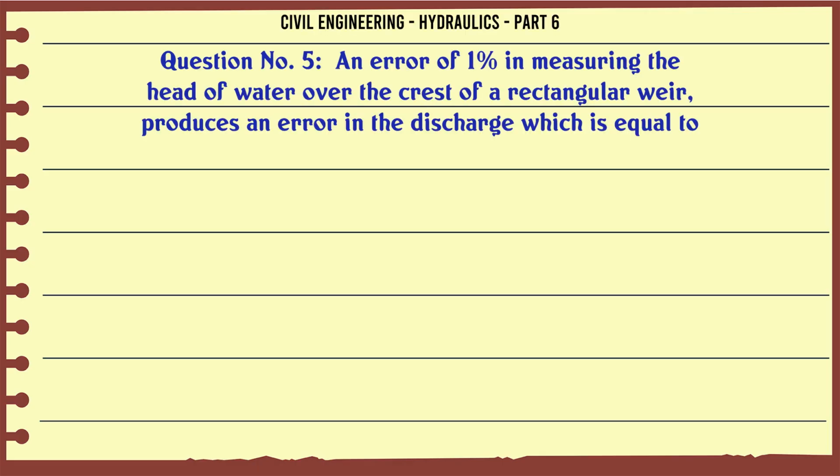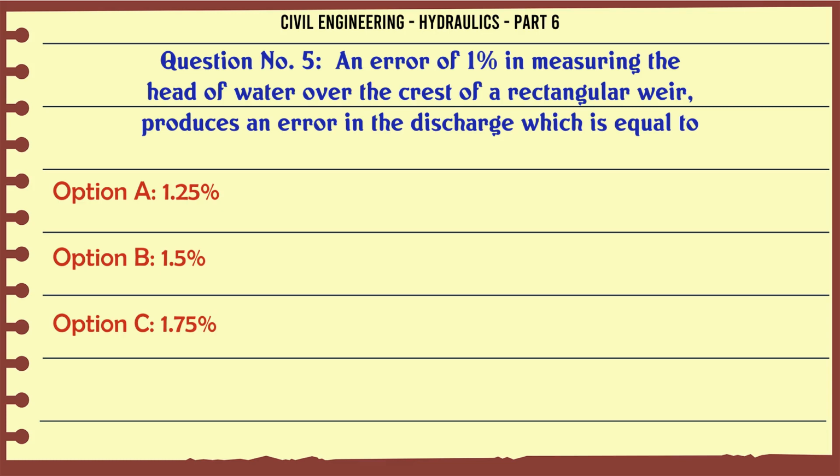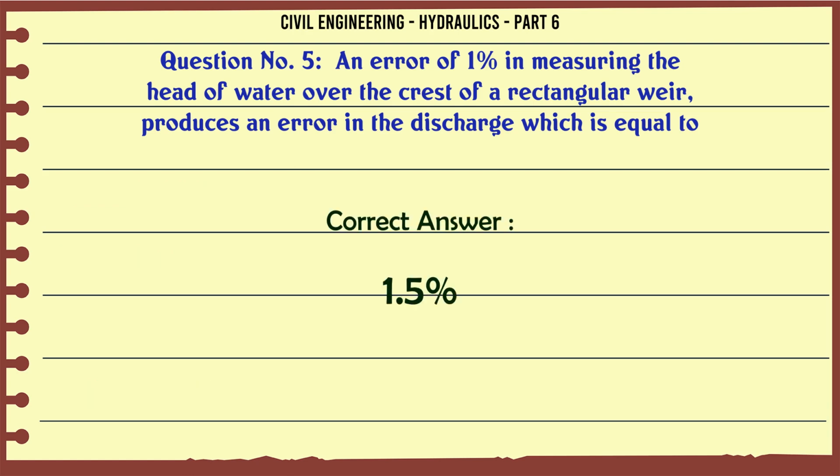An error of 1% in measuring the head of water over the crest of a rectangular weir produces an error in the discharge which is equal to: A. 1.25%, B. 1.5%, C. 1.75%, D. 2.25%. The correct answer is 1.5%.